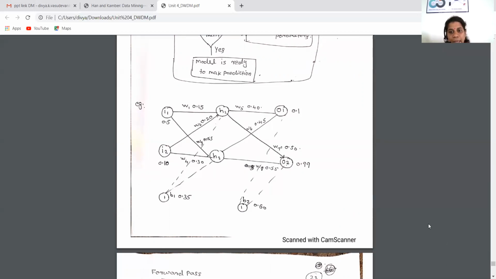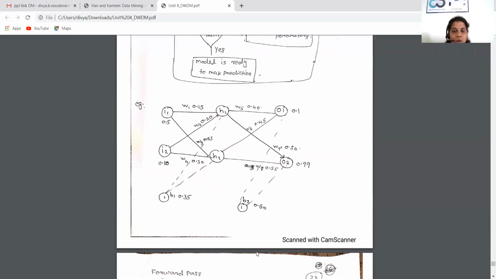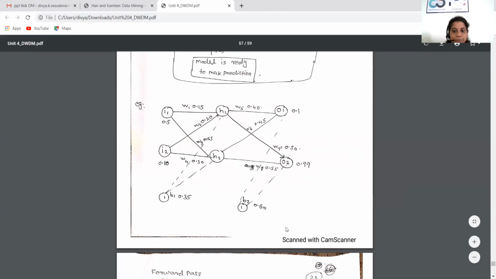Again, using the actual value and the calculated value, calculate the error. If the error is minimum, we can stop the procedure. If the error is not minimum, again we have to do the same backward and forward passes. If the error is minimum, it indicates that your model is ready for the prediction. That means model construction and model usage is over. Your model is ready for the prediction. Then you can apply various values and go for the prediction technique.